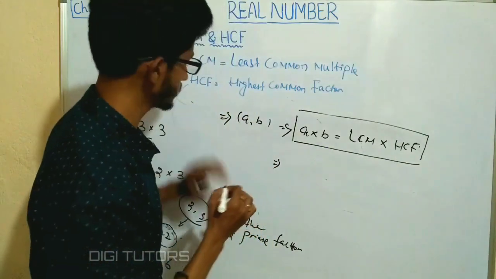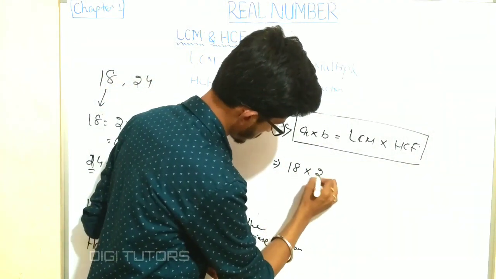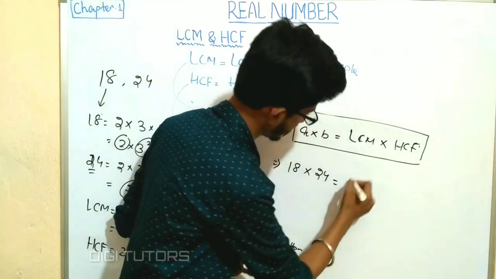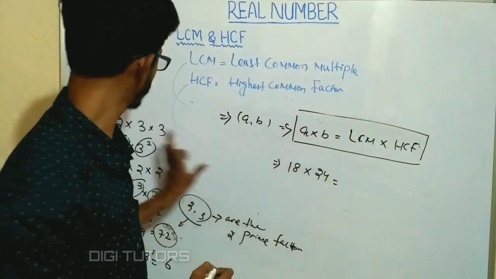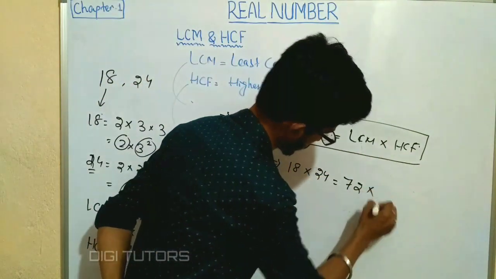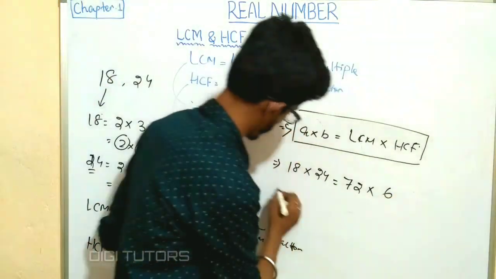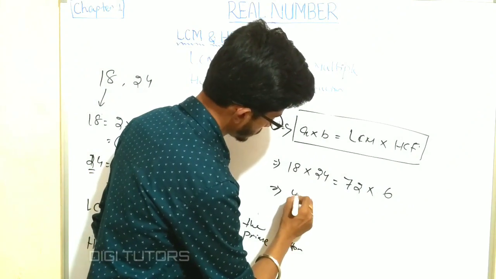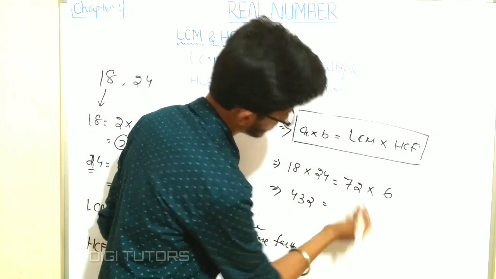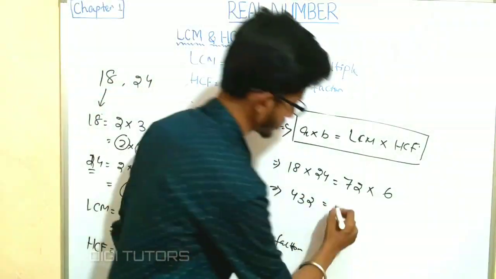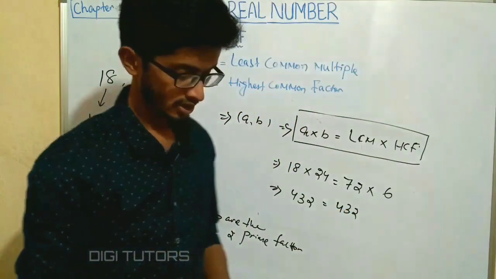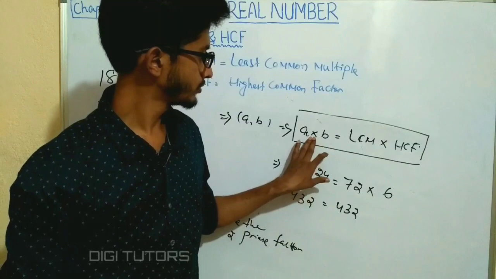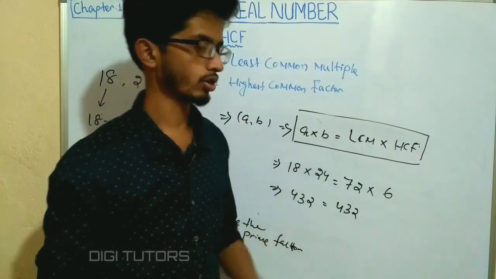We have the two integers 18 and 24. A is 18 and B is 24. The LCM of 18 and 24 is 72, and their HCF is 6. Then the product of 18 into 24 is 432, and the product of 72 and 6 is also 432. So this formula is verified correctly: the product of the two integers is the product of their LCM and HCF.